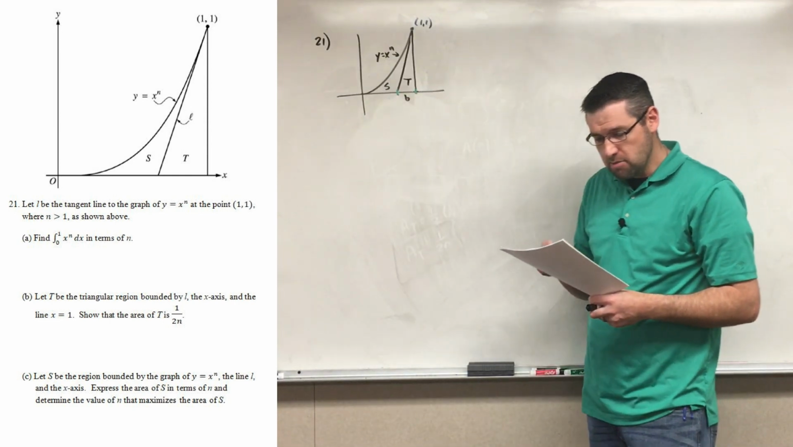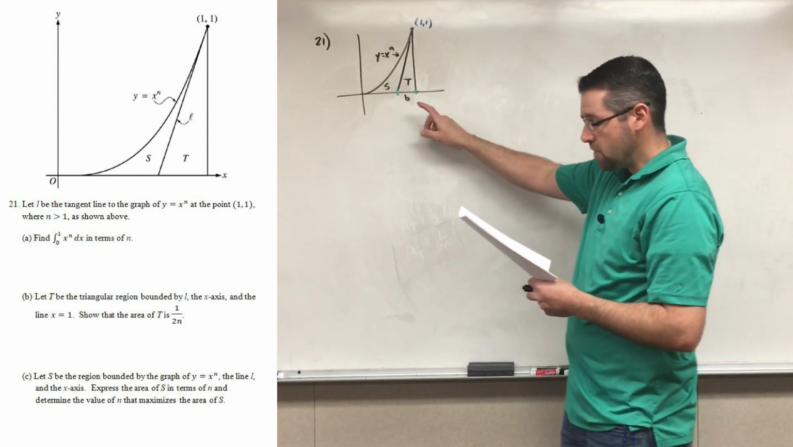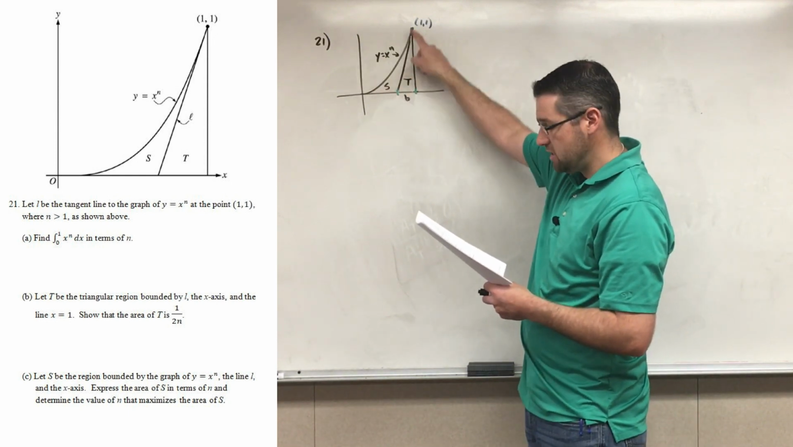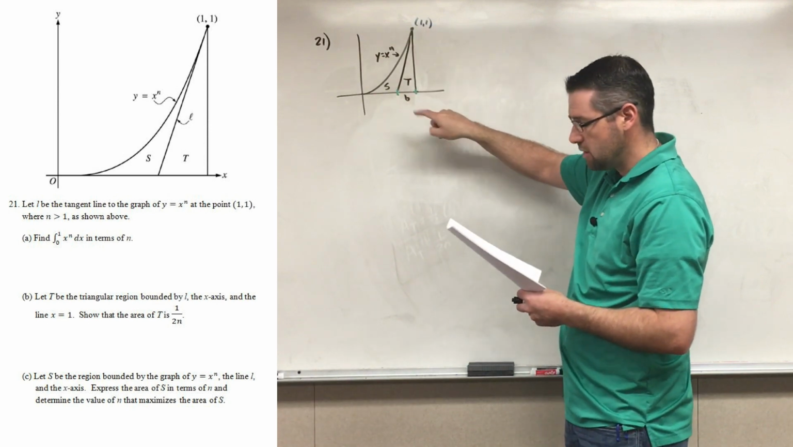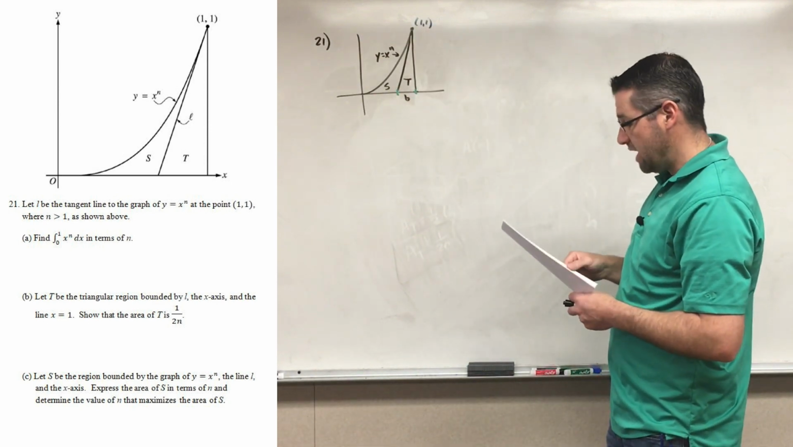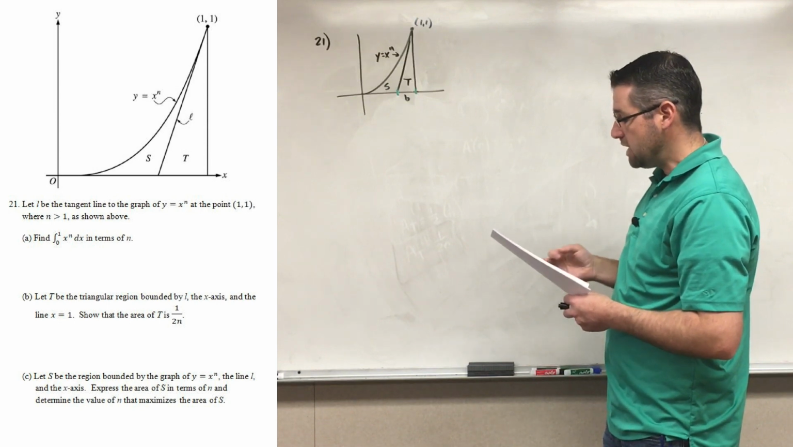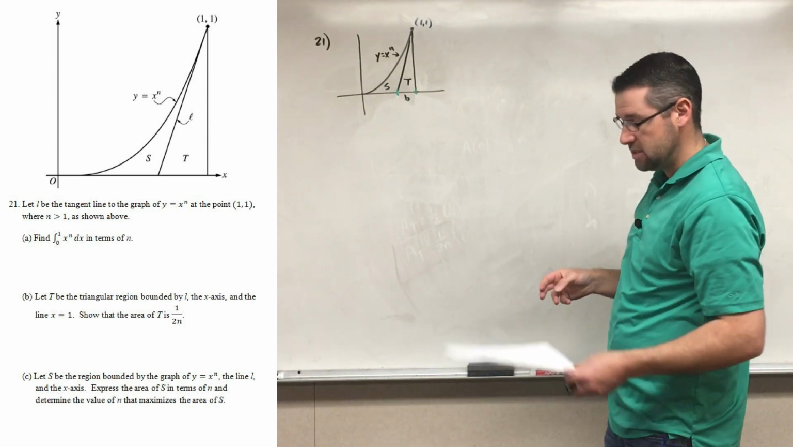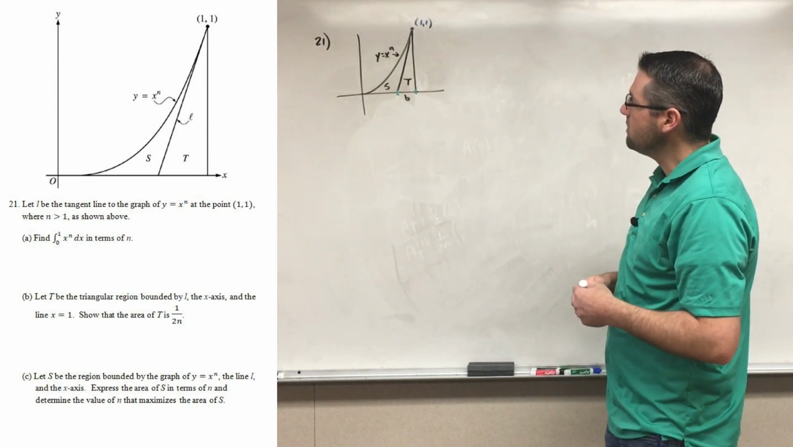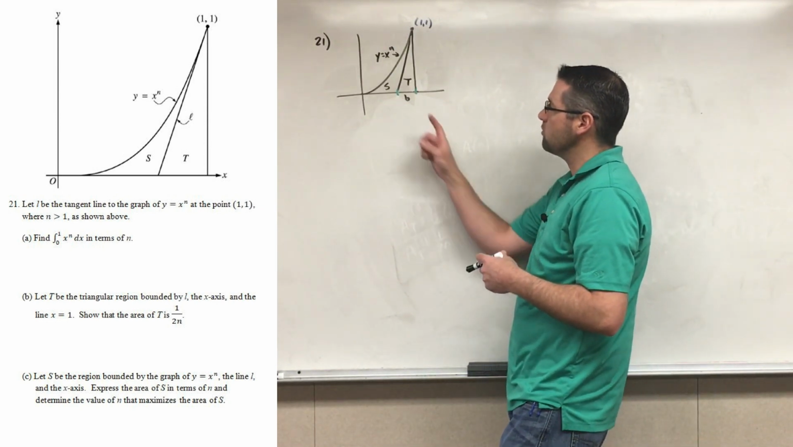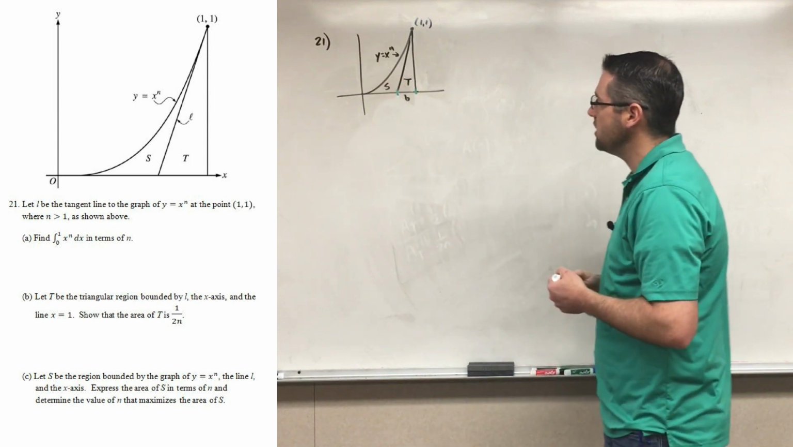All right, so for problem C, it says let S be the region bounded by the graph y equals x to the n, the tangent line L, and then the x-axis. It says express the area of S in terms of n and determine the value of n that maximizes the area of S. So there's a lot going on in this problem. But the first thing we need to do is figure out an expression that represents the area of region S.